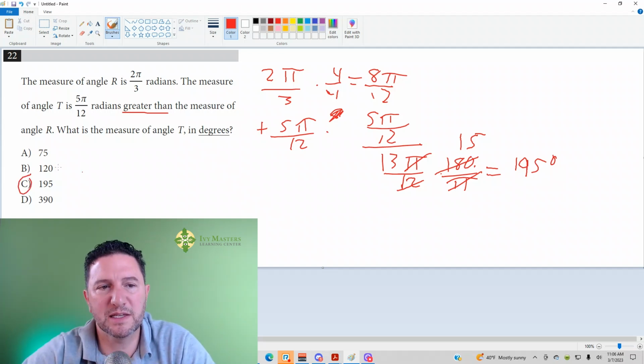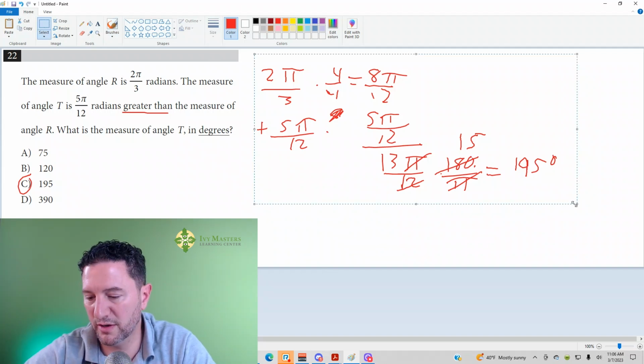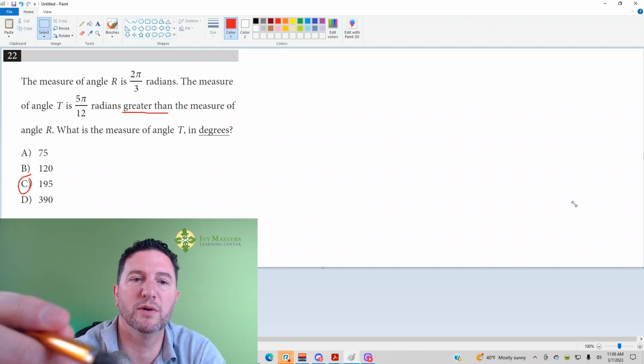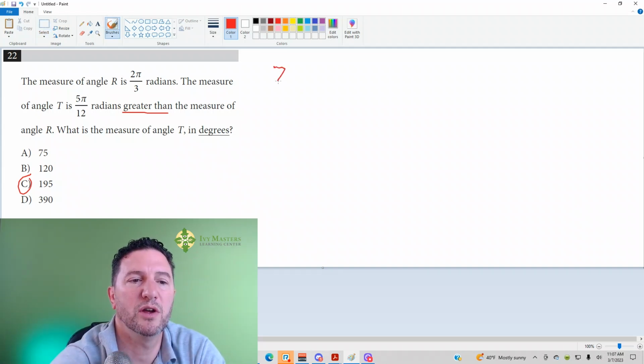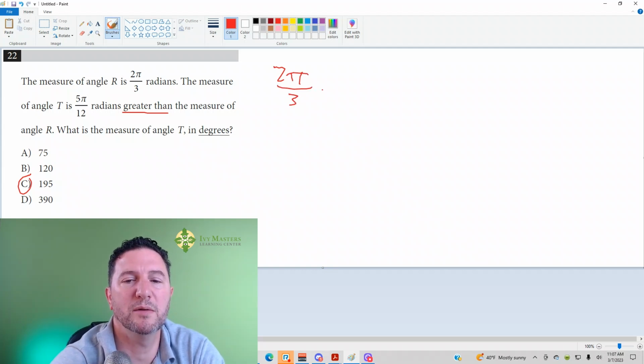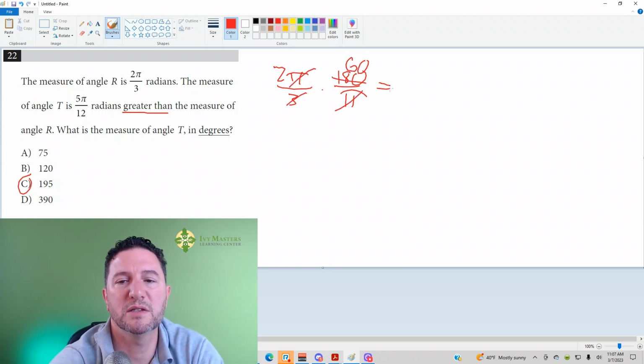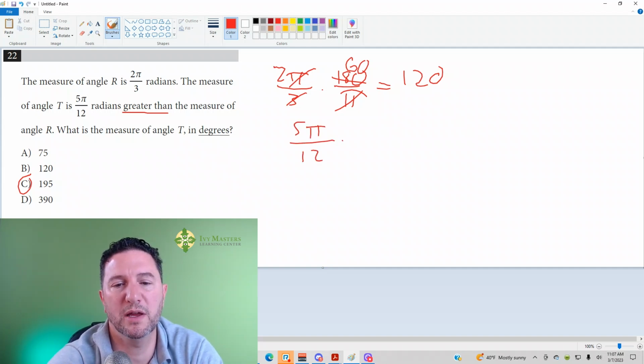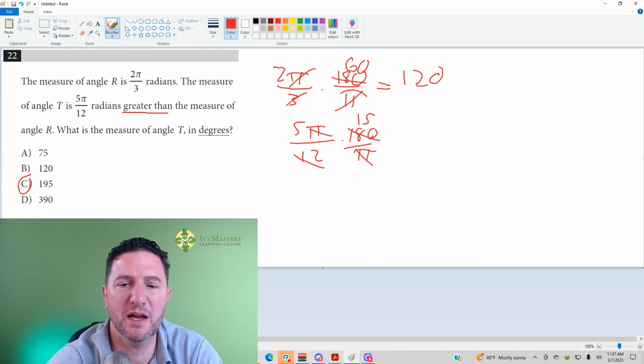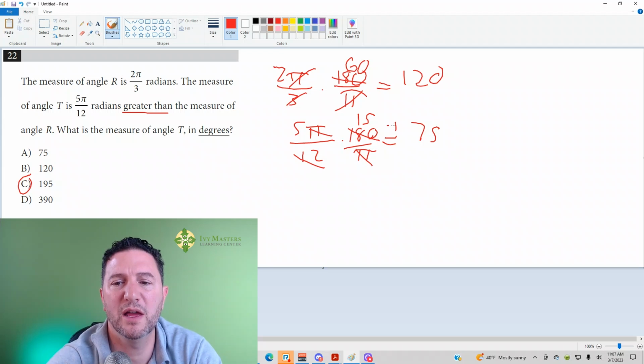Now, let's say that you converted to degrees first. You could have done that as well. You just got to convert twice because there's two of them. So in that case, we'd have 2 pi over 3 times 180 over pi. Pi's cancel. 3 goes into 180 60 times. 60 times 2 is 120. 5 pi over 12, we convert it by multiplying it by 180 over pi. The pi's cancel. 12 goes into 180 15 times. 15 times 5 is 75. And then we add them and we get that same 195.